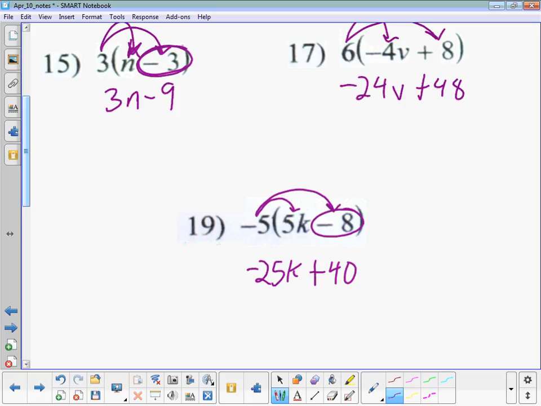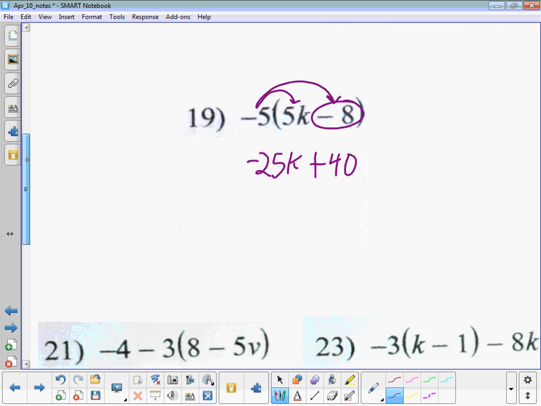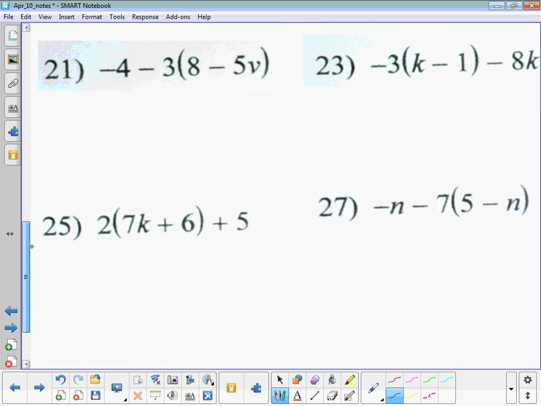Now, the next step here is, what if we have problems where we have to combine both things? So what if I have problems like these, where I have both a like term and I have to work through it? Here's the first thing to notice. According to our order of operations, or PEMDAS, whatever you want to call it, I have to do the multiplication before I can do anything else. I have to take this part first before I can deal with the negative 4.